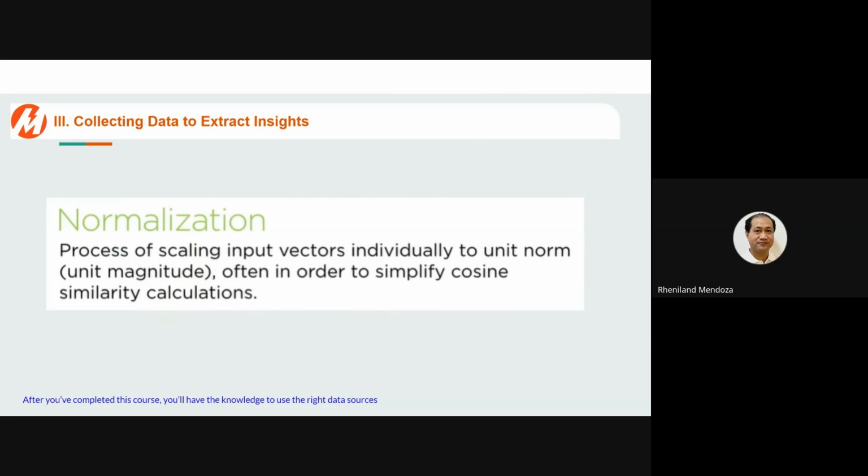We'll discuss this later. Normalization is the process now of scaling these input vectors individually to unit norm or unit magnitude. Normalization is commonly applied to data that you feed into an ML model. So again, to give you the emphasis on why we are discussing this, these are all prerequisites before we go to machine learning models.